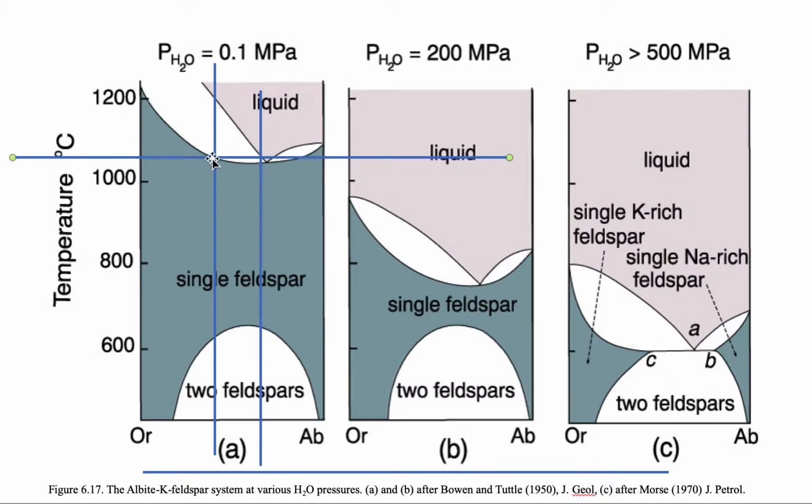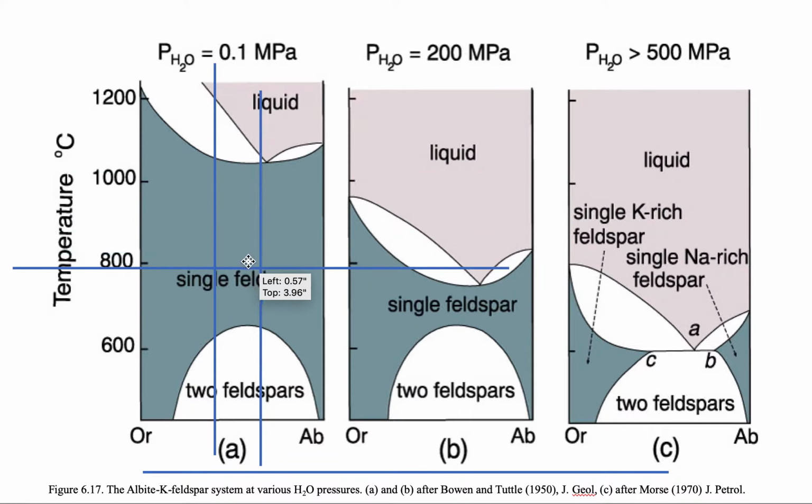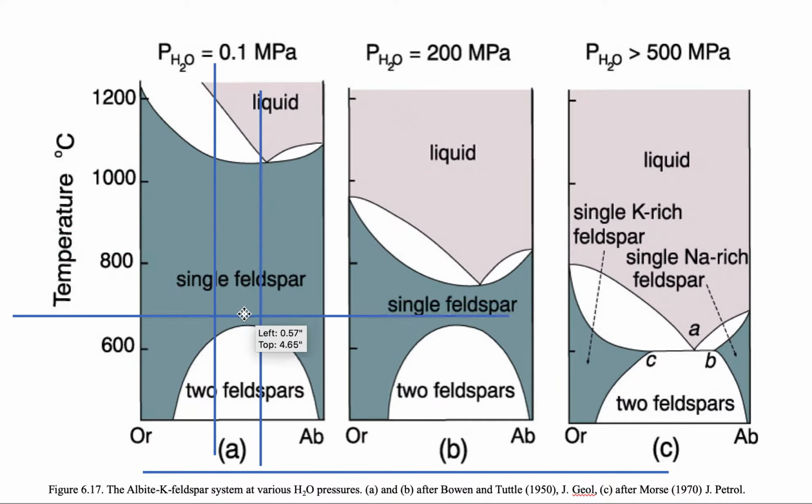Now we have a solid that is really just that single feldspar we were looking at earlier. And that single feldspar will simply cool through a pretty wide range of temperatures until it finally hits the solvus, which, the way I've drawn it here, will happen a little bit above 600 degrees.